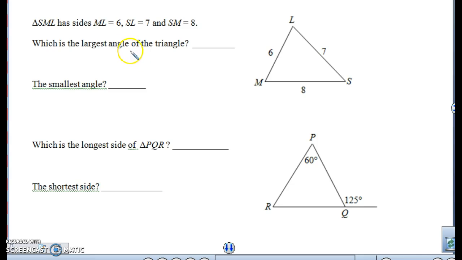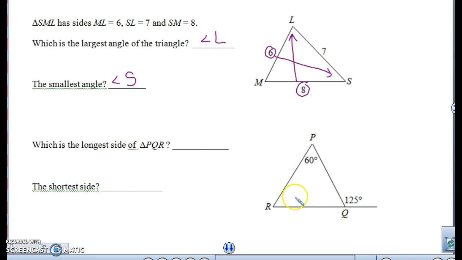Well, the largest angle would be across from the biggest side. The largest side here is 8, that is MS. So the largest angle is going to be angle L. What's the smallest angle? The smallest angle would be across from the shortest side. Well, 6 is the shortest side, so the smallest angle will be angle S. And it works in reverse.